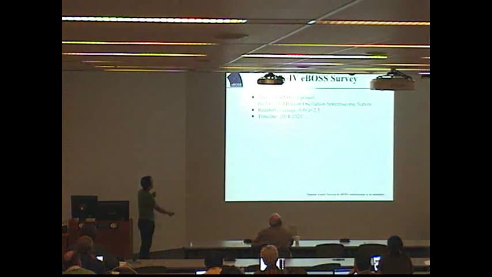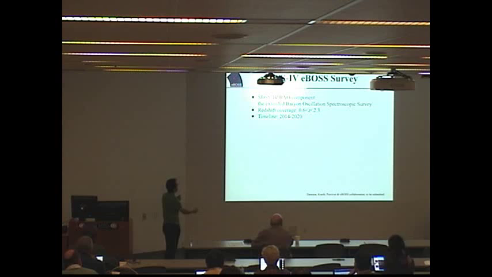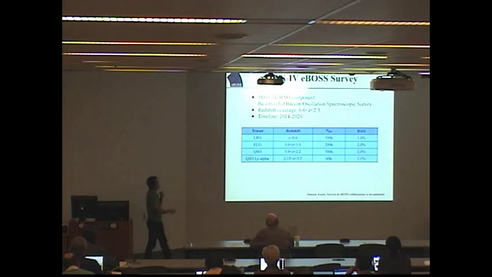So this is where I want to introduce the new Sloan 4 eBOSS survey. eBOSS is the BAO component in Sloan 4. It's the extended Baryon Oscillation Spectroscopic Survey, and it will cover the redshift range between 0.6 and 2.3, and the timeline is a 6-year period starting last year. eBOSS is going to target 4 tracers to measure BAO at different redshifts. I want to focus on this one.